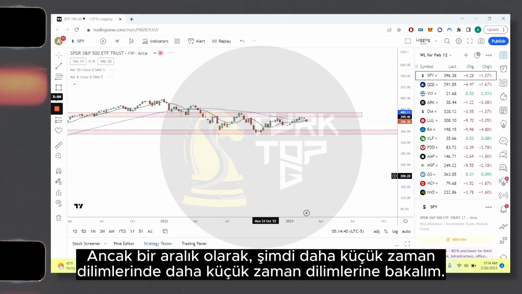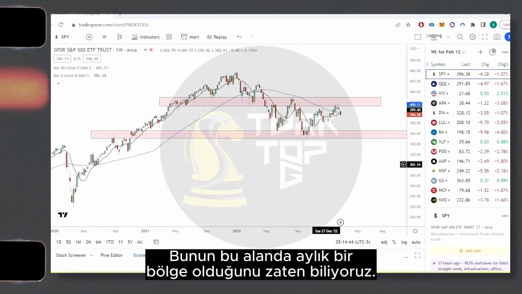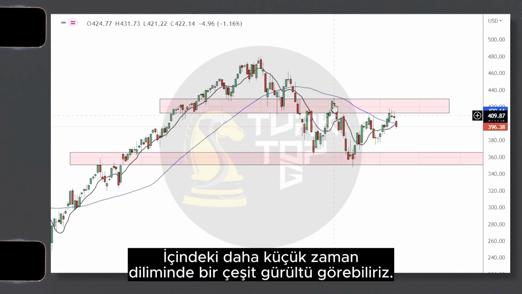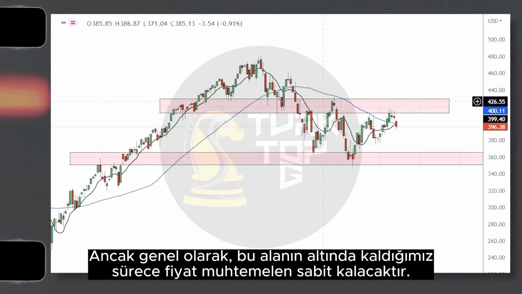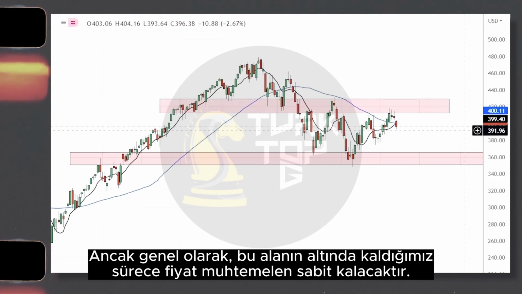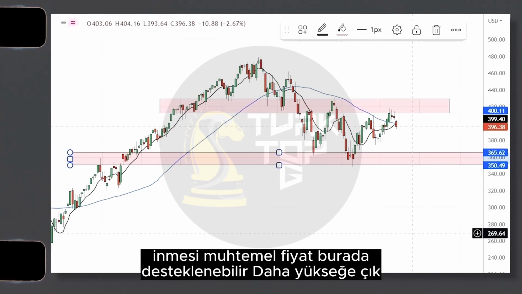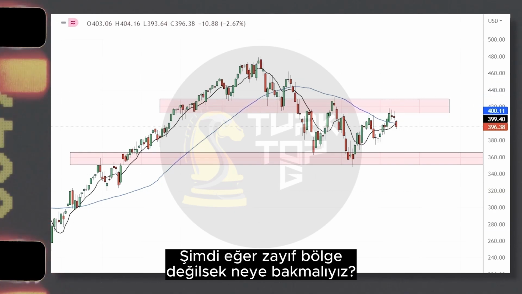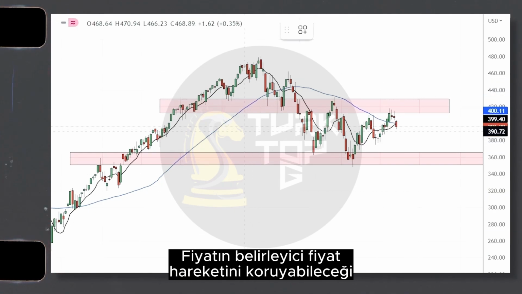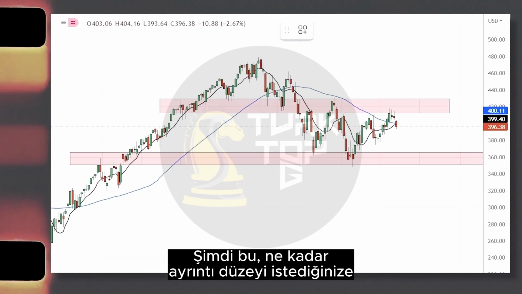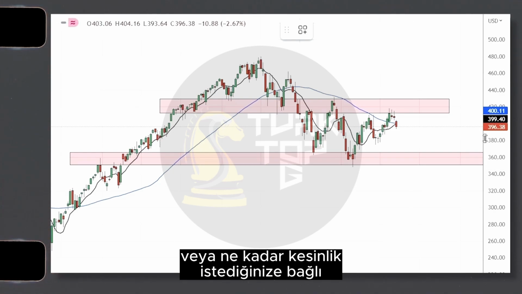So let's look at smaller time frames. Now on the smaller time frames, we already know this is a monthly zone, right? This area, we might see some form of noise on the smaller time frame in it, but overall, as long as we're below this area, price is likely to go lower. As long as we are above this area, like 350, price can be supported here and go higher. Now, if you're in the weekly zone, what should we look for? We should look for an area which might be keeping price, defining price action, and that looks to be this, around 390. So now, this one, depending on how much granularity you want or how much certainty you want, you can either draw it as a range or a specific level.